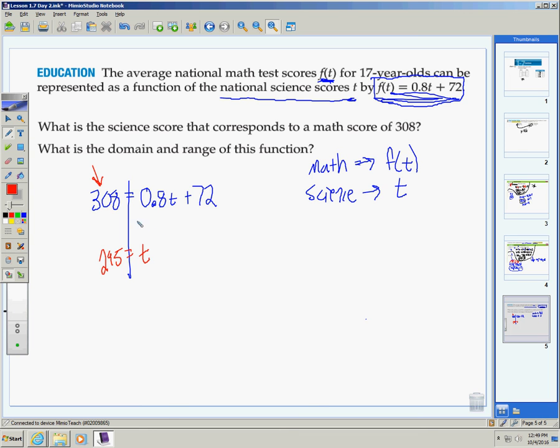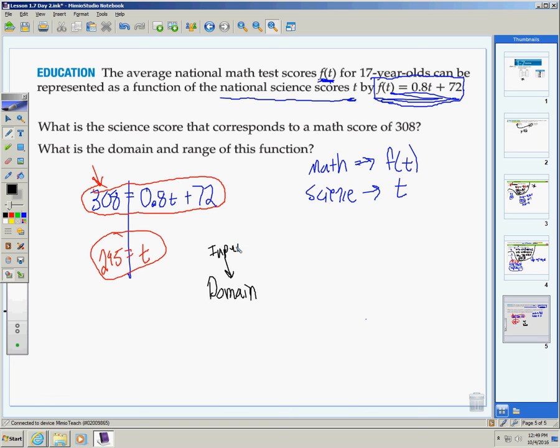Don't have to worry about where I got this number from. If you can set it up, that's what I want to see in this part. And then the domain and the range of this function, we need to find those. Remember, domain, that's my input. So what am I putting into this function?